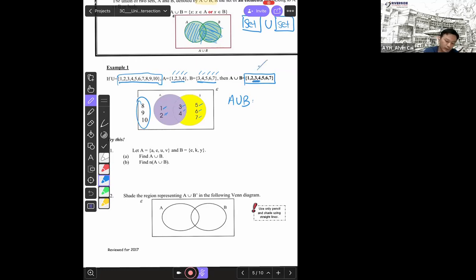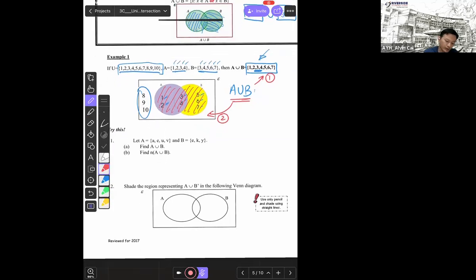This is how we show the working in terms of listing, but using the Venn diagram, this is the answer when we combine all of this. So all these are the answer: 1, 2, 3, 4, 5, 6, 7. So we are showing two ways of showing the answer for A union B. This is the first way of representing, this is the second way of representing. So we have two ways to represent our union.